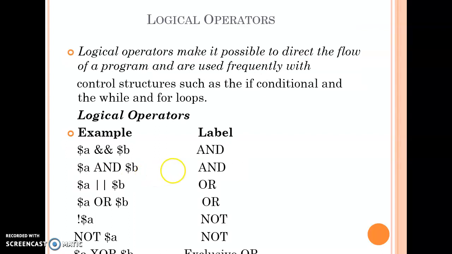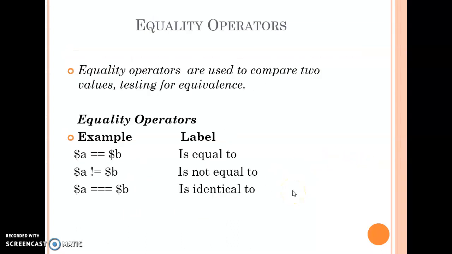Logical operators: logical and, logical or, not, and exclusive or are logical operators. Equality operators are used to compare two values, testing for equivalence. For example, double equal to means both A and B values must be the same. Not equal to means both A and B values are not equal.